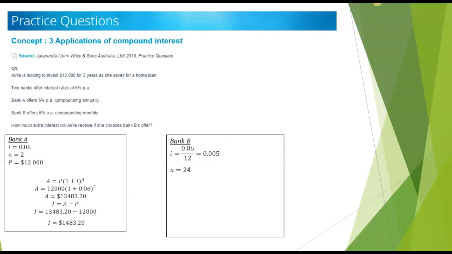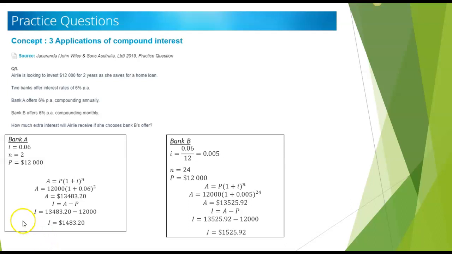There are 24 interest periods because it's 2 years. So 2 times 12 is 24. The present value or principal is the same. Write down our formula, substitute into our formula. We get $13,525.92.